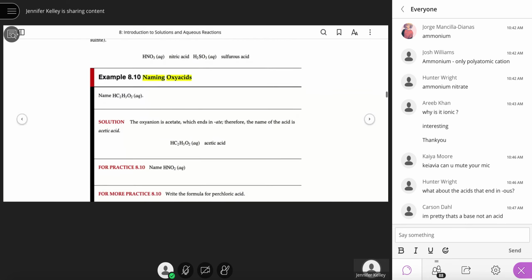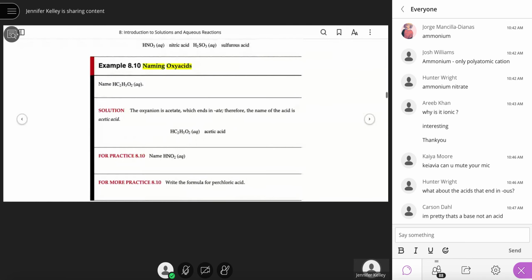So they give you this example here where if you look at C2H3O2 minus, that's acetate. So the ate ending is turned to ic and it ends in acid. So instead of acetate, it's acetic acid.